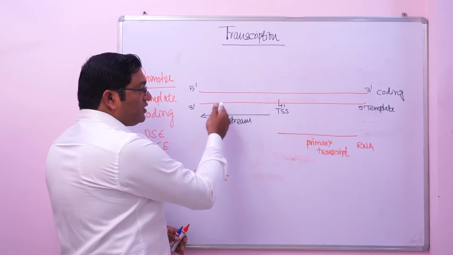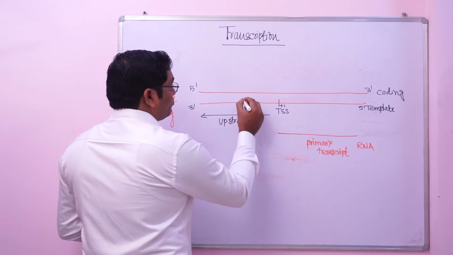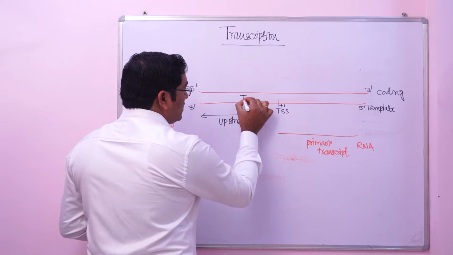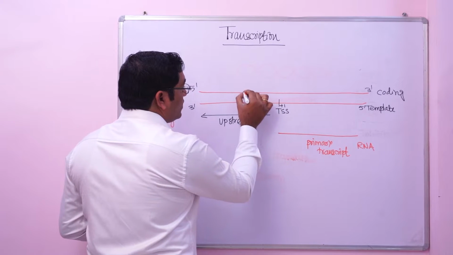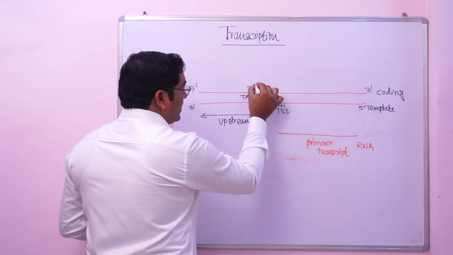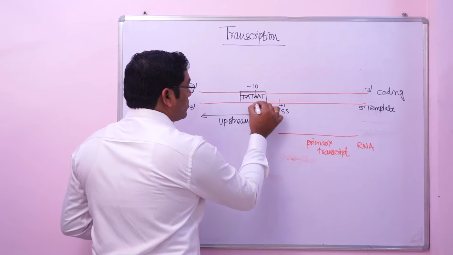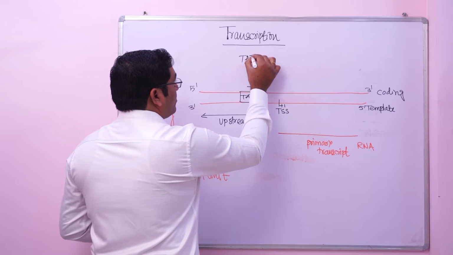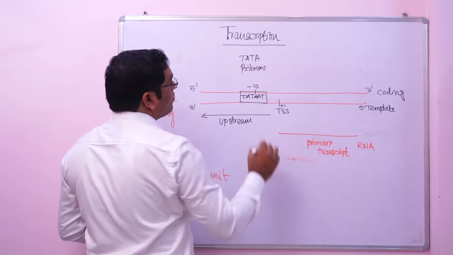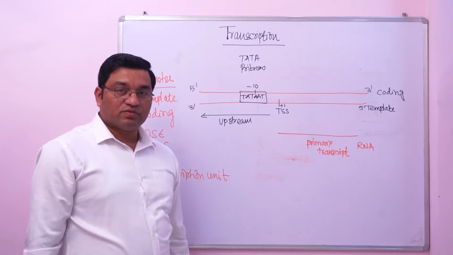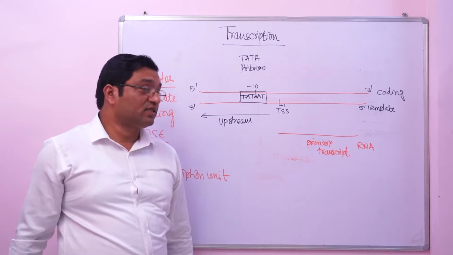Now, upstream of this transcription start site, there is a sequence that is known as Tata box. The sequence is TATAAT. It is on the coding strand. It is -10 base pair upstream. This box is known as Tata box, or it is also known as Pribnow box, in prokaryote, -10 base pair upstream of the transcription start site.